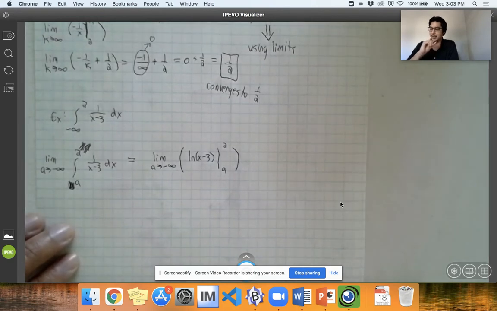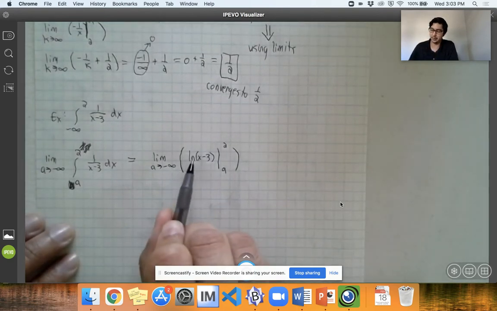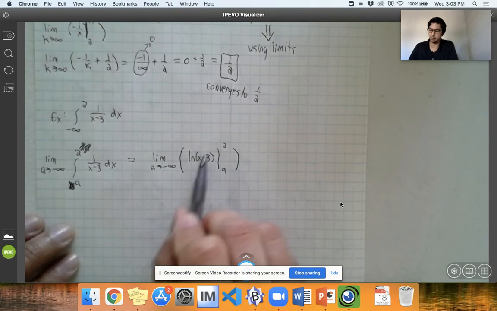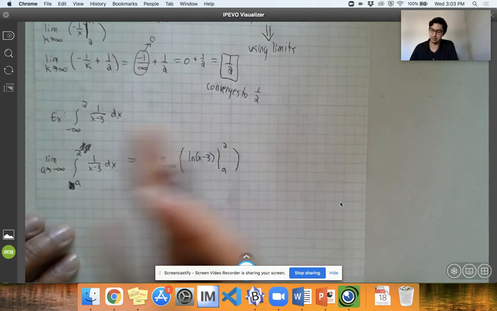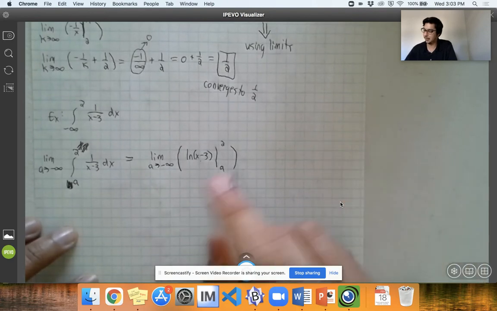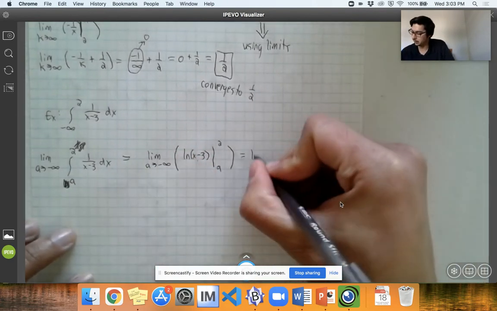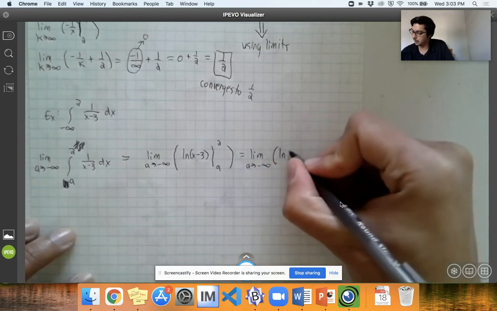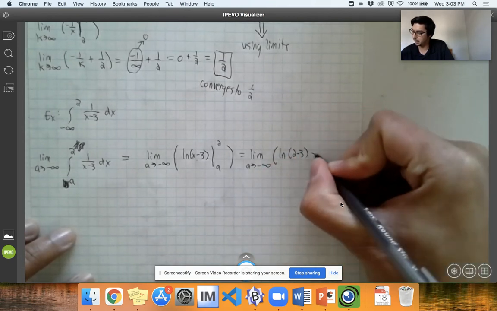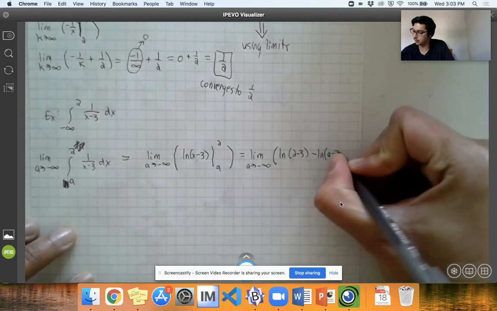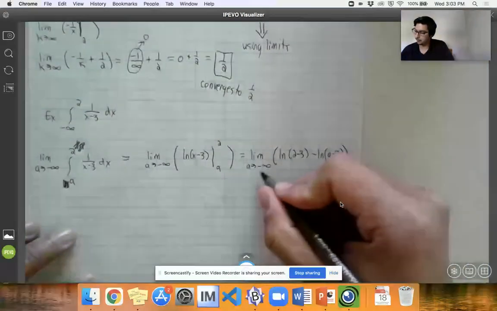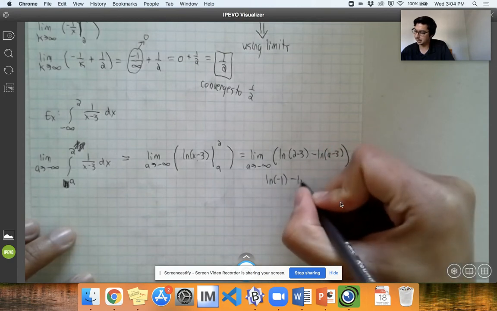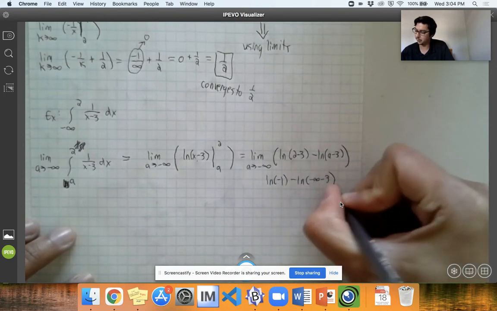Because again, if you take the derivative of this, the derivative is 1 over your input, which is 1 over x minus 3, times the derivative of the inside, which is 1, doesn't affect it here. All right. Evaluating this, we'll have the limit as A approaches negative infinity of natural log of 2 minus 3 minus the natural log of A minus 3. And if I were to evaluate the limit now, you would have natural log of negative 1 minus natural log of negative infinity minus 3.